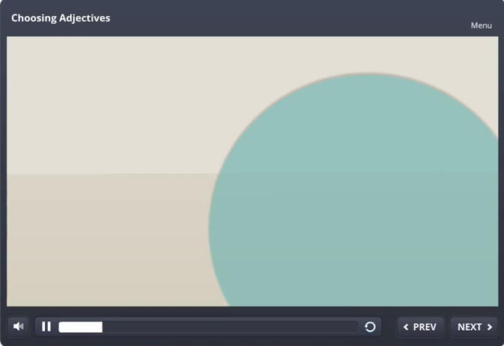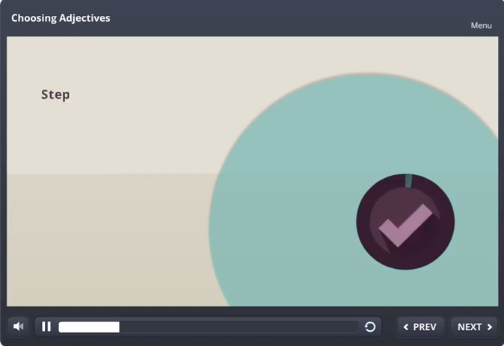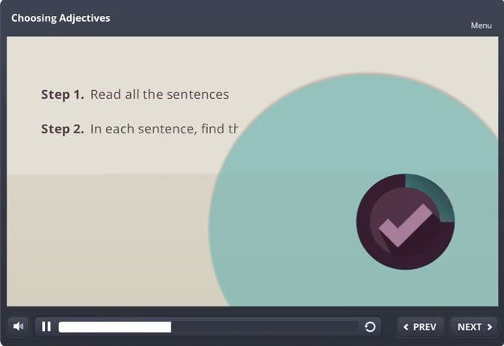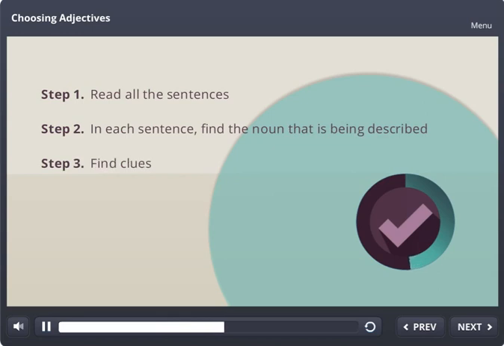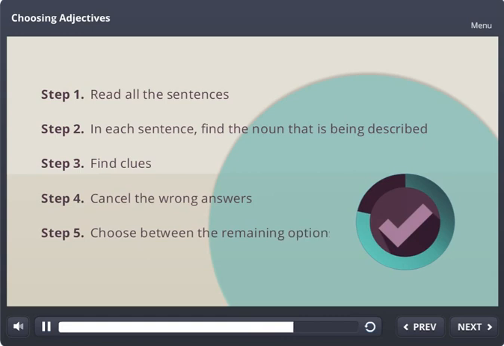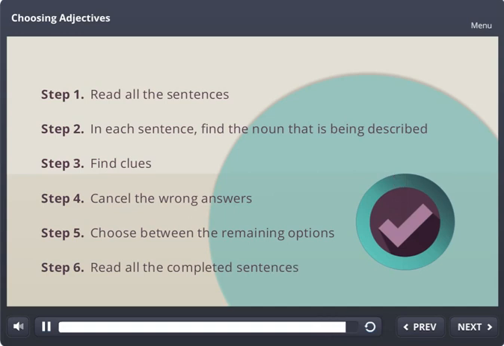When choosing adjectives from a box: Number 1. Read all the sentences. 2. In each, find the noun that is being described. 3. Find clues. 4. Cancel the wrong ones. 5. Choose between the remaining options. 6. Read all the completed sentences.